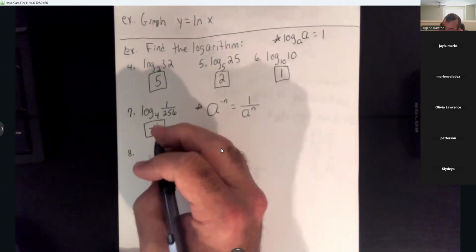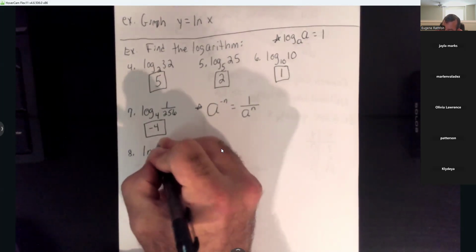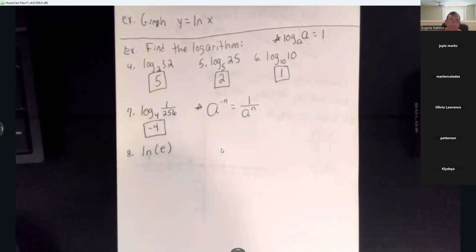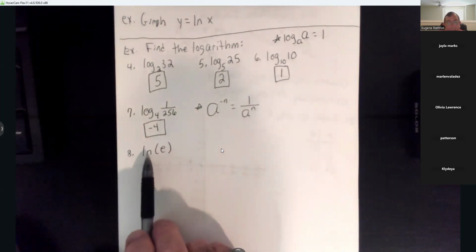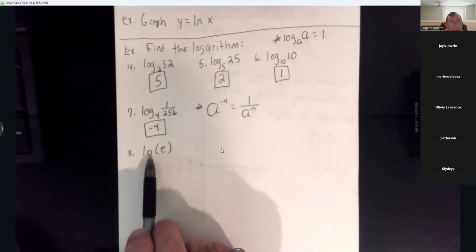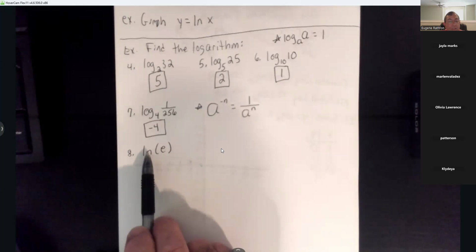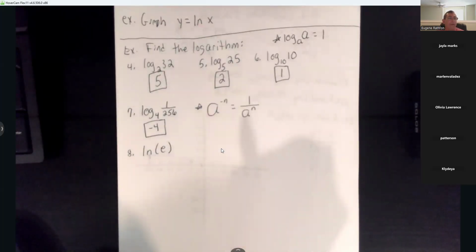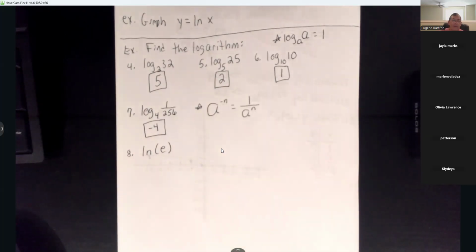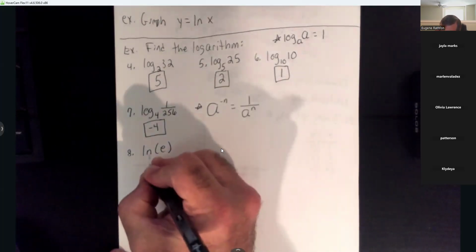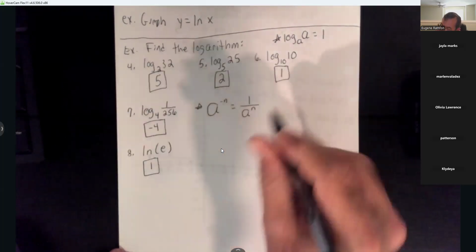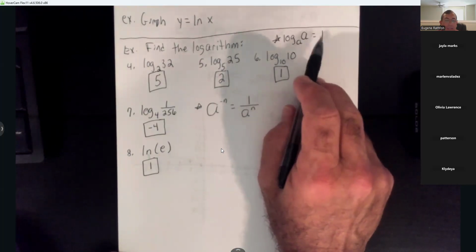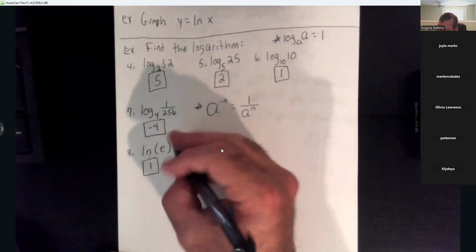All right, y'all, continuing on. What is the ln of e equal? Now remember, ln is really a log base e, so this is a log base e of e. So, y'all, what's that equal? Good job, that equals 1. So let's go back up here to this property. If the base matches the result, it equals 1 for that exponent.